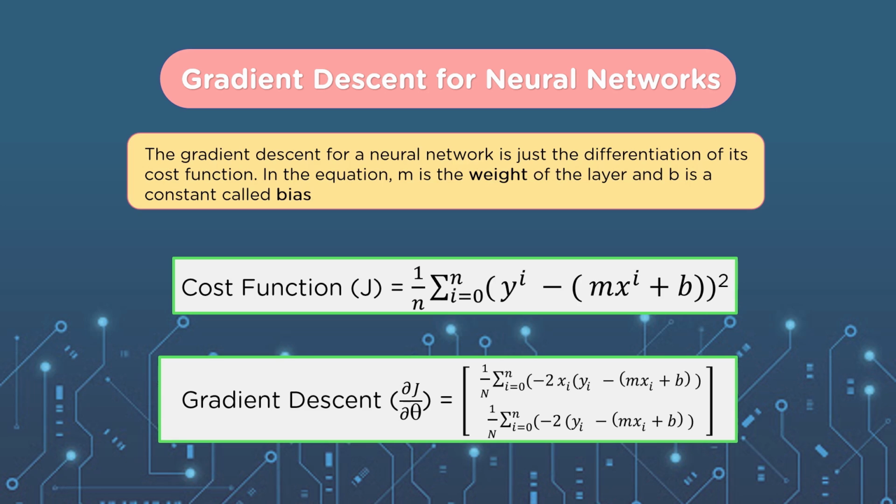And you can see here we form a nice little matrix with the 1 over n of i of 0 minus 2 x of i, y of i minus mx of i plus b. There's our linear regression kind of set up right in the middle of the formula. And then you have that with the 1 over n of i equals 0 minus 2 y i minus mx i plus b. So you're forming a matrix out of it.